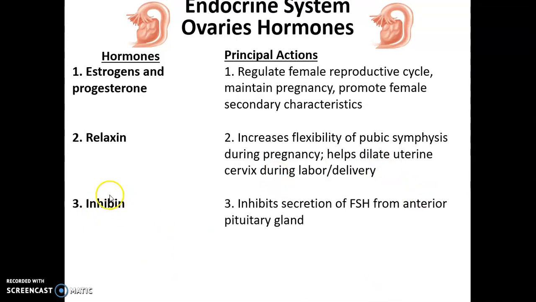And then the third hormone category is inhibin. Inhibin inhibits secretion of follicle-stimulating hormone by the anterior pituitary gland. So if there's no need for the stimulation of the release of another oocyte, the ovary will produce inhibin, which then suppresses the release of follicle-stimulating hormone by the anterior pituitary gland.